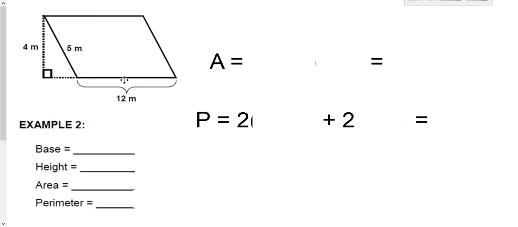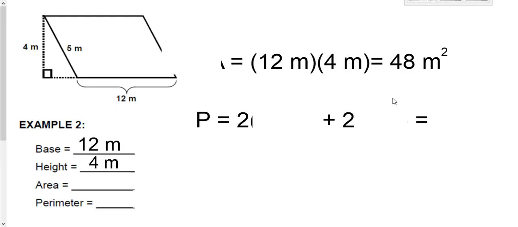So we can see that the base is 12 here, 12 meters. The height is 4 meters, so we got our base and height. We can go right to our formulas. Area is base times height. 12 meters times 4 meters, or 48 square meters.